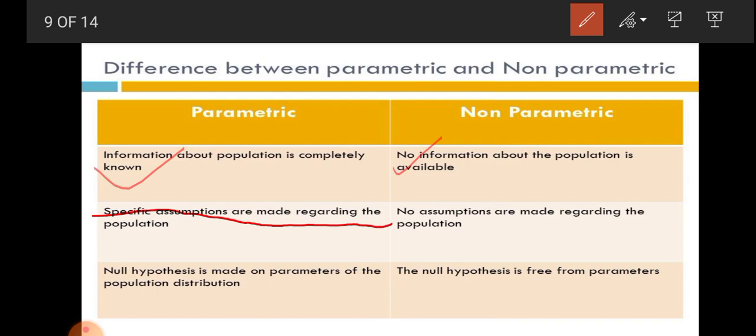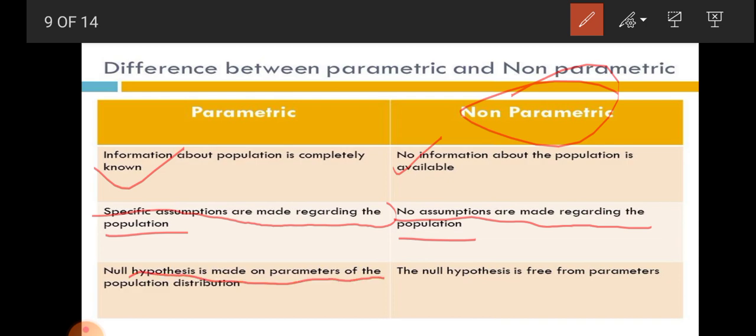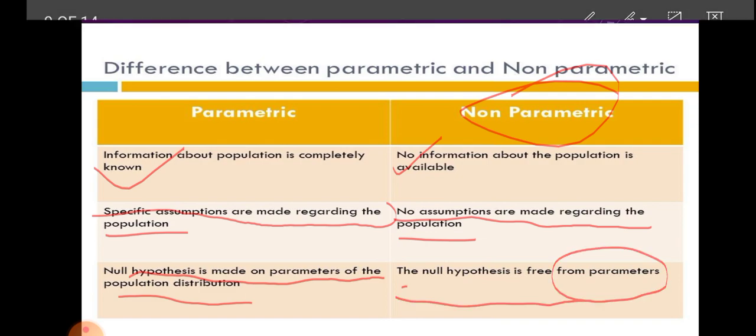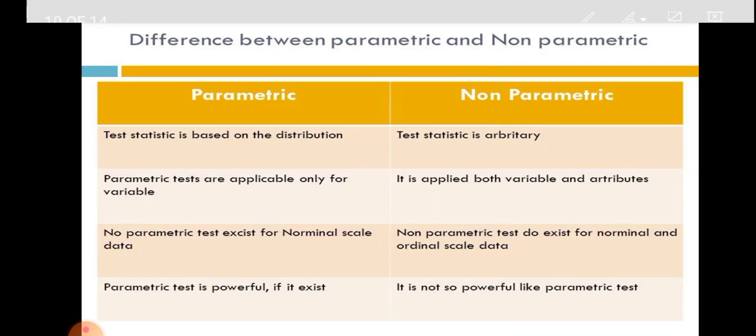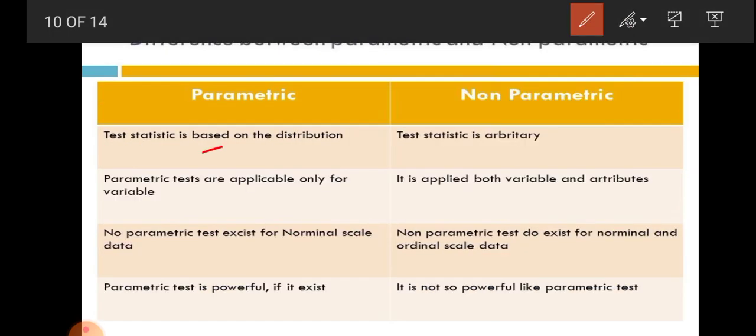Specific assumptions are made regarding the population, but in a non-parametric test no assumptions are made regarding the population. In a parametric test, the null hypothesis is made on a parameter of the population distribution. In a non-parametric test, the null hypothesis is free of the parameters. These are the basic differences. Then the test statistic. In a parametric test, the test statistic is based on the distribution, and here the test statistic is arbitrary.